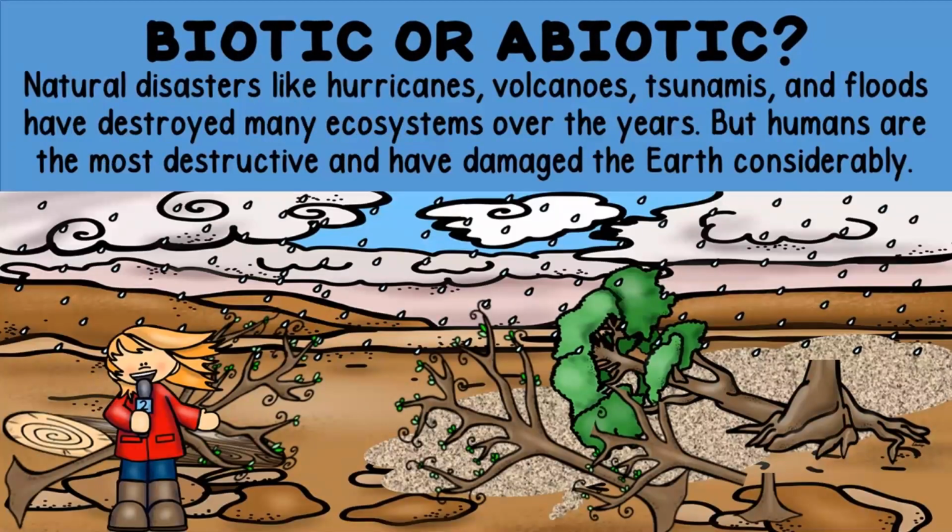Natural disasters like hurricanes, volcanoes, tsunamis, and floods have destroyed many ecosystems over the years. But humans are the most destructive and have damaged the earth considerably. So you have to think, if there was a pre-existing forest and we come in and decide we want to build a little cottage in that forest, now we're cutting down trees and clearing way for our cottage. We're using those trees to build the house.